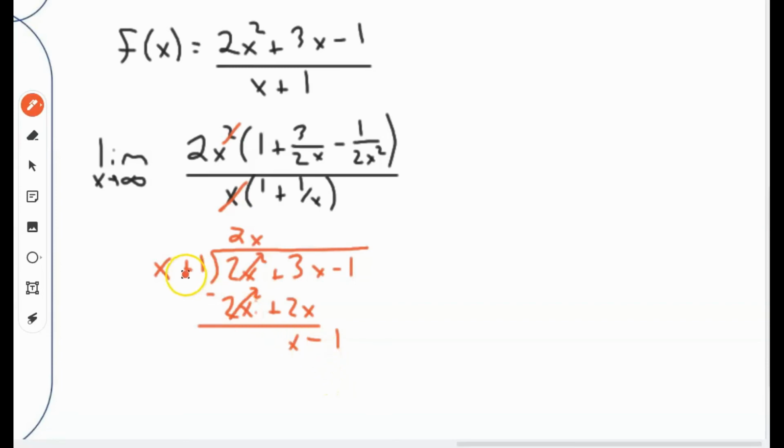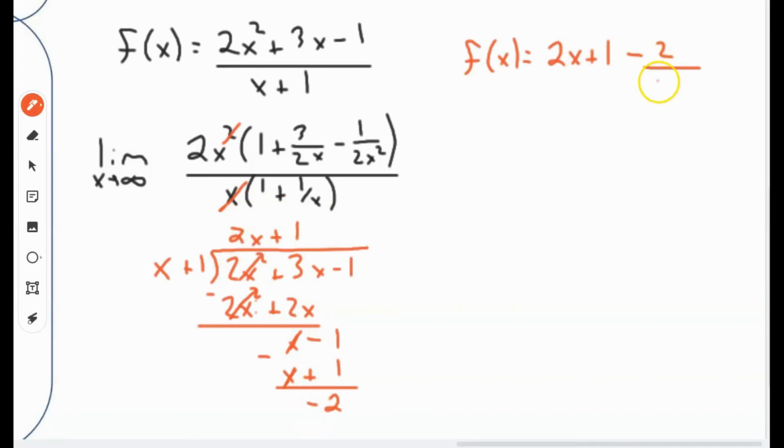And repeat. So what times x gives us x? Well, 1. So 1 times x gives us x, and then 1 times 1 gives us 1. So when we subtract these, the x's go. Negative 1 minus positive 1 is negative 2. So what this function can reduce to is I can rewrite it, f of x, as 2x plus 1, minus this remainder of 2 over x plus 1.